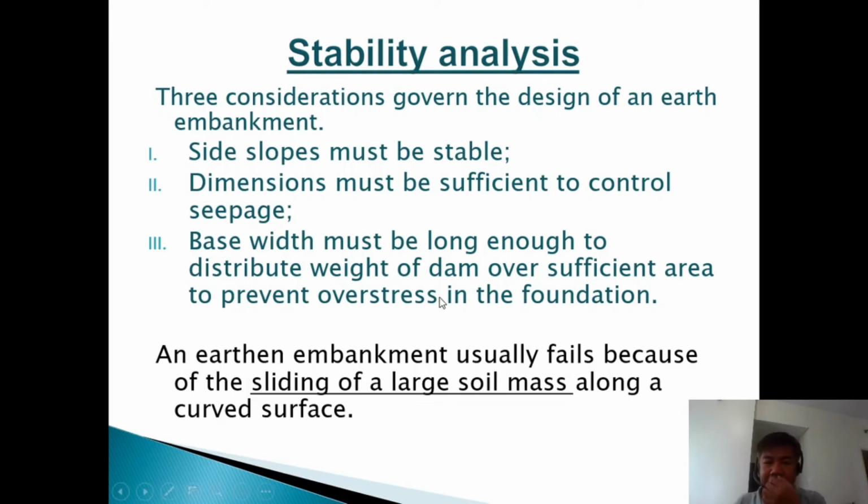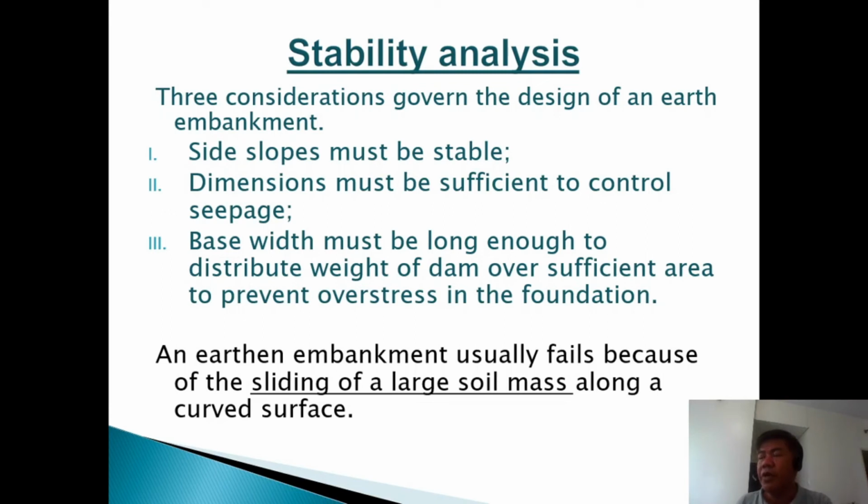The next consideration is that dimensions must be sufficient to control seepage. There is a seepage theory that tells us you can reduce the pressure if you prolong the travel of the seepage. We are talking here of the seepage through the body of the dam, because we are looking into the analysis of the side slopes.